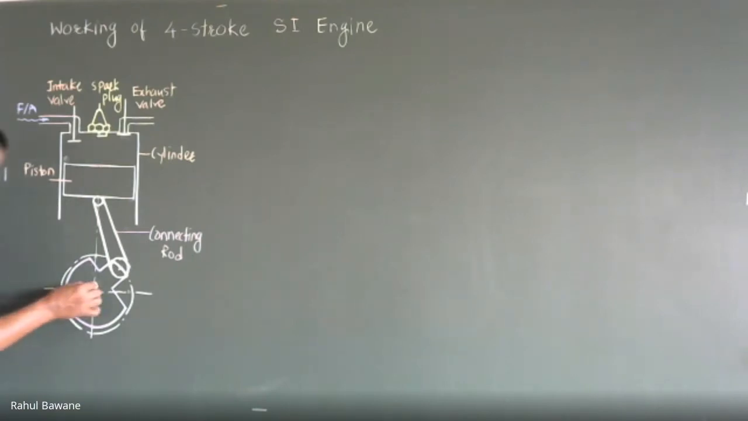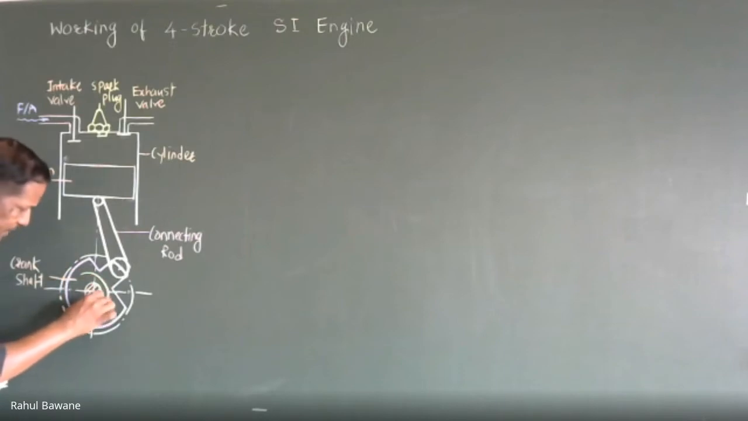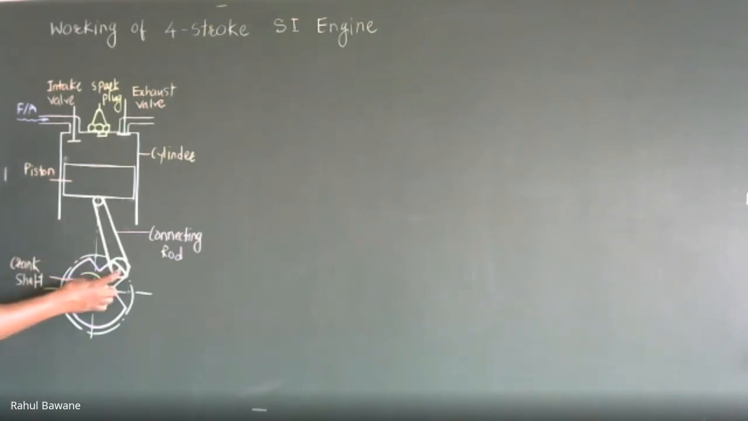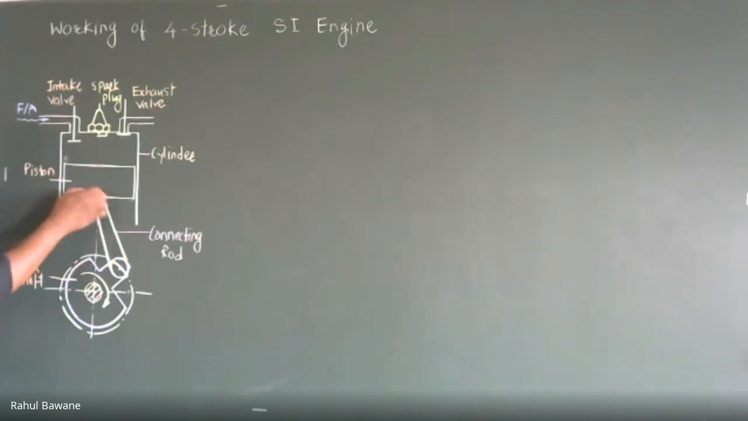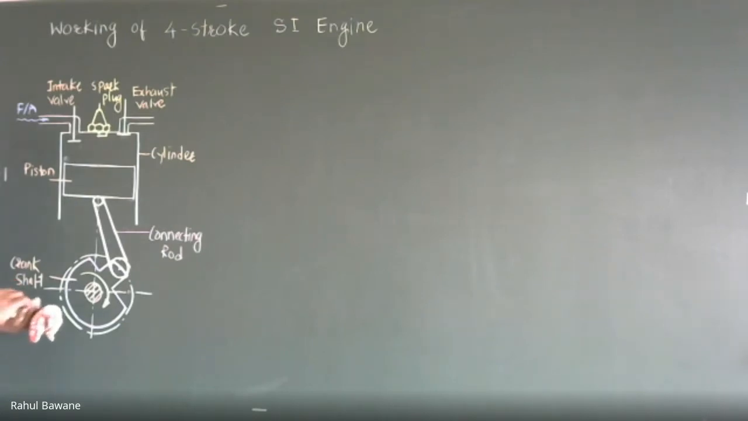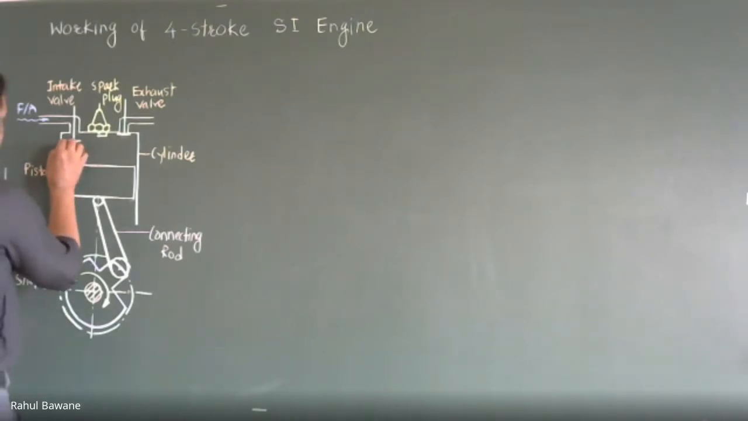Now the crankshaft is mounted. So this is our crankshaft. And as I said, the engine always runs in a clockwise direction. Now imagine when this crank is at this top position, the connecting rod will be straight. When it is straight, the piston reaches the top position. And that top position is called the top dead center.